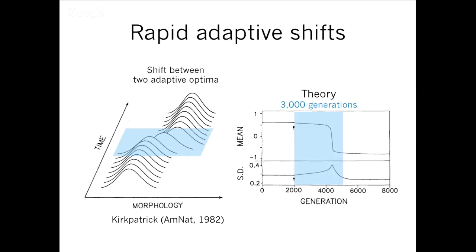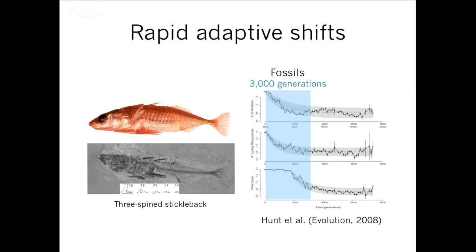Using some fairly realistic biological parameters and using a theoretical model, Mark Kirkpatrick, for instance, showed that these transitions between 2 stationary optima can complete in, say, on the order of 3,000 generations. Now, our fossil record, for the most part, is relatively sparse, but in a few cases, we have exquisite records of sequences of transitions between optima.